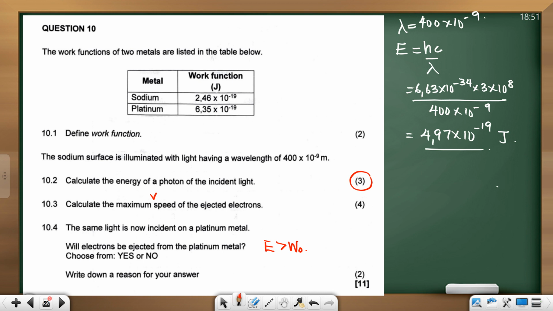What is our platinum work function? 6.35. Which one is bigger? The work function is bigger, right? Okay, so that means this condition is not satisfied. What's our answer? No. What's the reason? The work function is greater than E. 2 marks. Please learn the conditions. The condition is that E must be greater than the work function. If it's the other way around, there's no photoelectric effect.